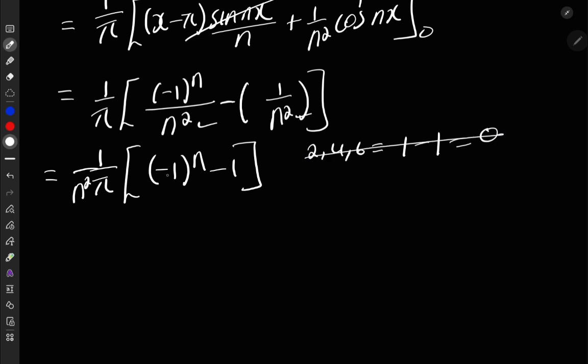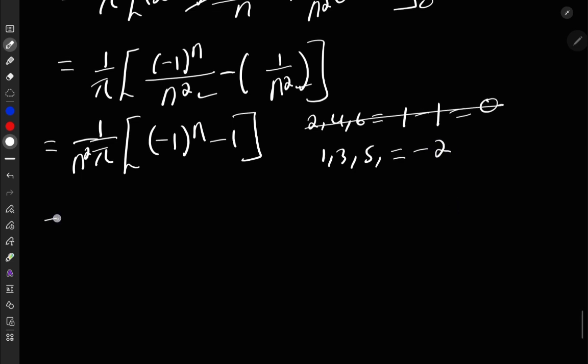When we substitute the odd numbers like 1, 3 and 5 and so on, let's say 1 there, it's going to be minus 1 to the power 1 minus 1, then you're going to get minus 2. So it's going to be minus 2 over pi n squared. And note that n is odd.